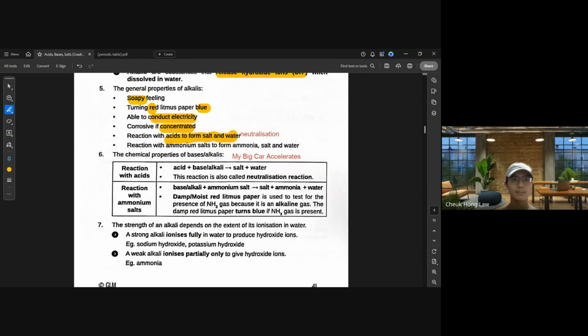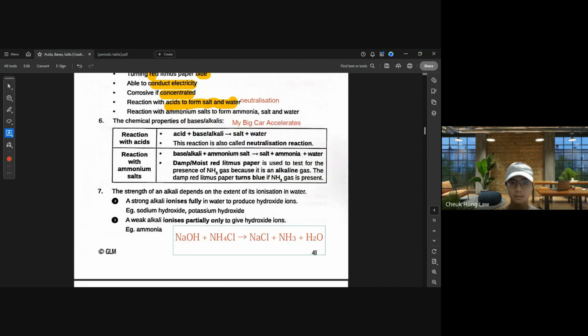Okay, let me give you an example. Let me paste it in. So we have a base or alkali, which is sodium hydroxide, plus an ammonium salt. Ammonium salts are basically salts that contain the ammonium ion. For example, ammonium chloride, ammonium sulfate, ammonium nitrate, these are all ammonium salts. In this example, I use ammonium chloride. So your base or alkali plus ammonium chloride will give you salt, ammonia, and water. Ammonia and water will always be the same. Ammonia is NH3 and water is H2O. The only difference is the salt.